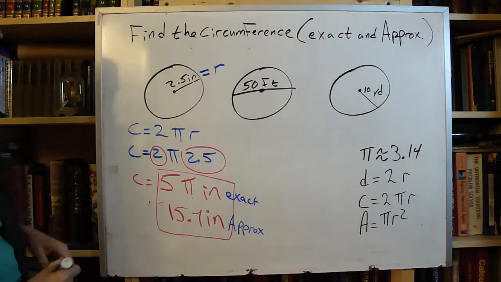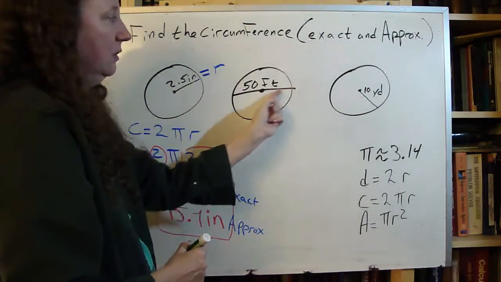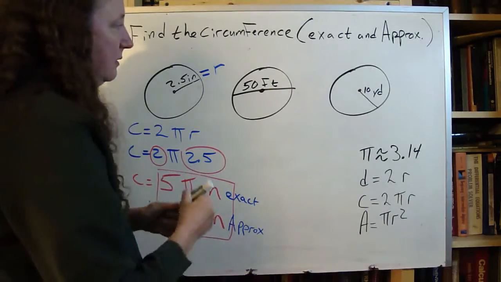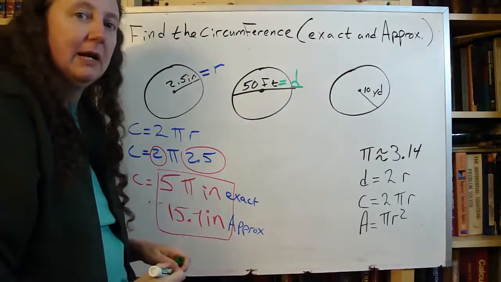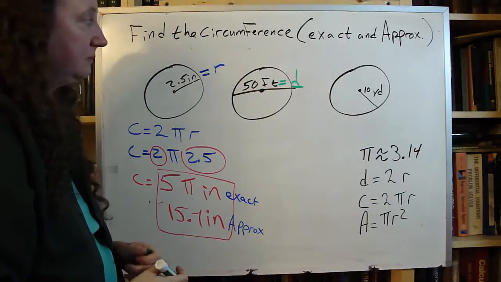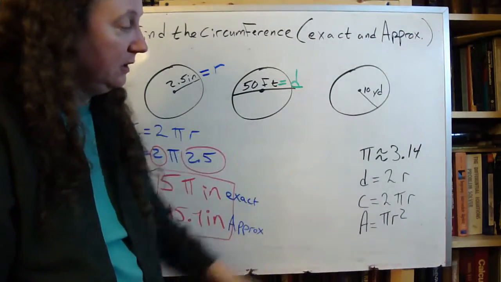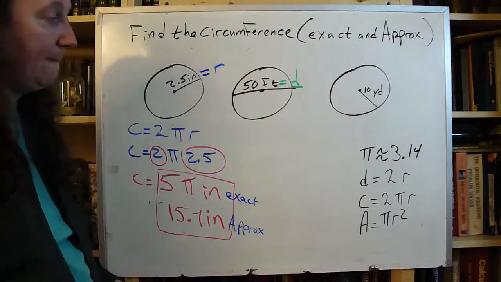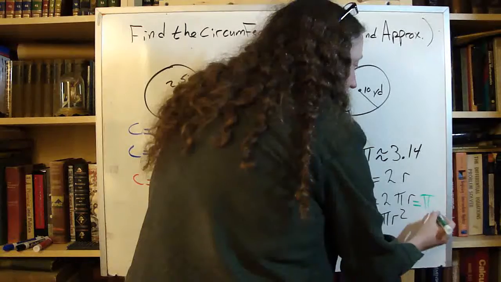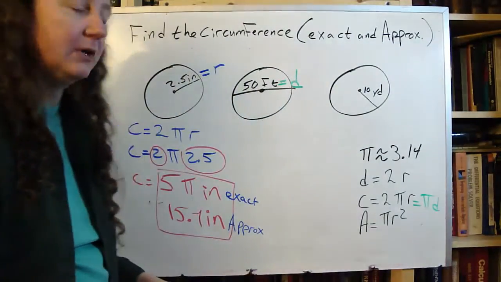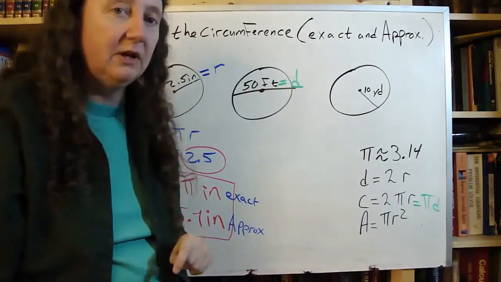Looking at the second circle over here. This goes from one edge through the center all the way to the other edge. That tells me that's my diameter. So there's an alternate formula that I can use here. Instead of circumference is 2 pi r, I can use circumference is pi times the diameter, because 2 times r is the diameter.